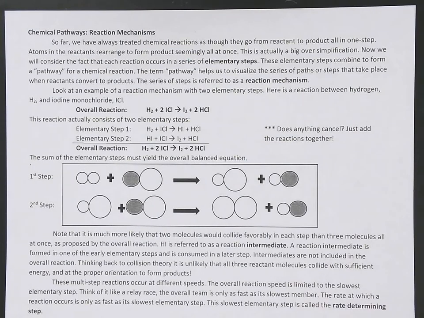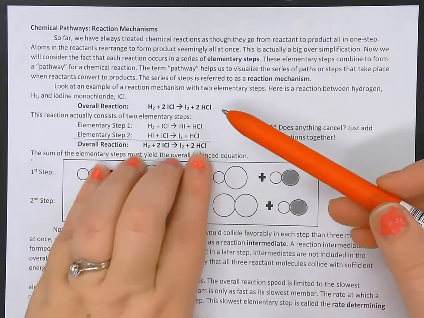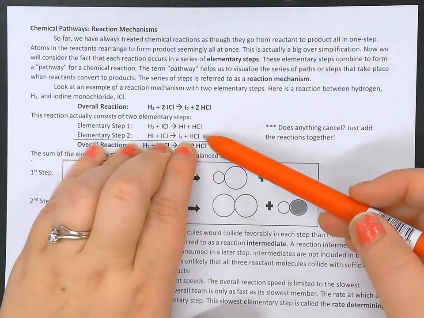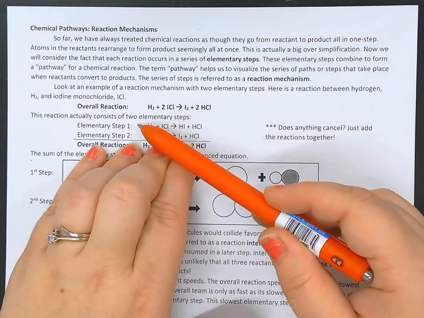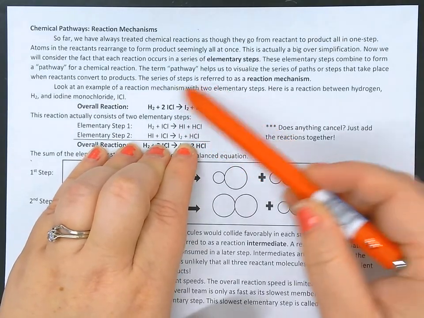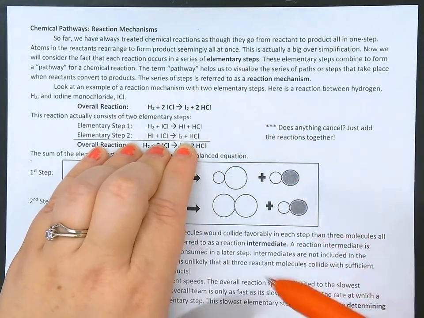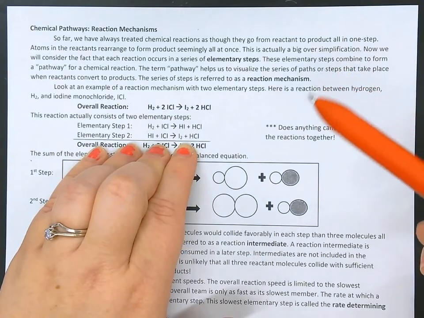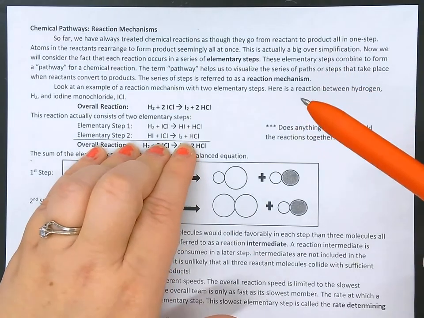All right, so hopefully you have read through this. So we are looking at what are called reaction mechanisms, or a pathway for a reaction. So a pathway for a reaction would look something like these two steps. We call them the elementary steps. So each elementary step makes up the entire reaction. So there's some things that go on here.